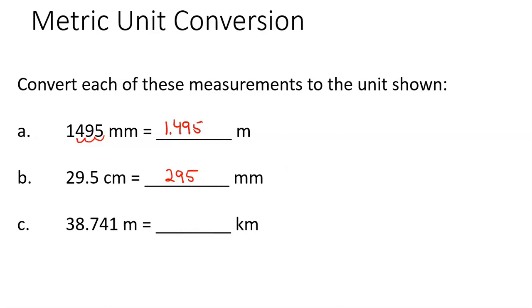Right? If you want to go from meters to kilometers, now you've got to do what? A meter is roughly that, and a kilometer then is 1,000 of them. Okay, so I would have to take this and move it over 1, 2, 3 places, and then put that 0. So I get 0.038741.